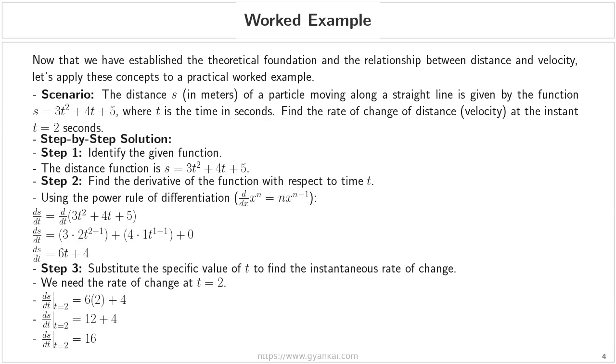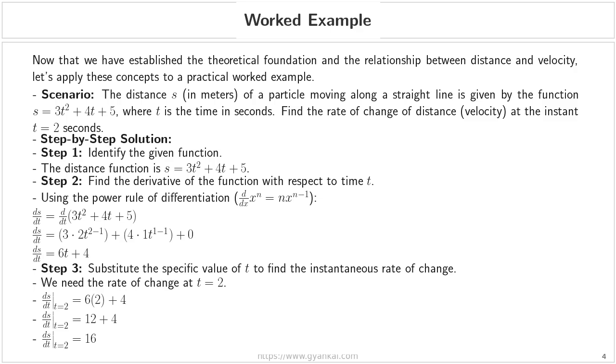Step 3 is to find the instantaneous rate of change. As we learned in our second slide, the derivative provides a general formula, but to find the rate at a specific moment, we must substitute the given value of t. Since we are looking for the velocity at t equals 2, we evaluate the derivative of s with respect to t at t equals 2.